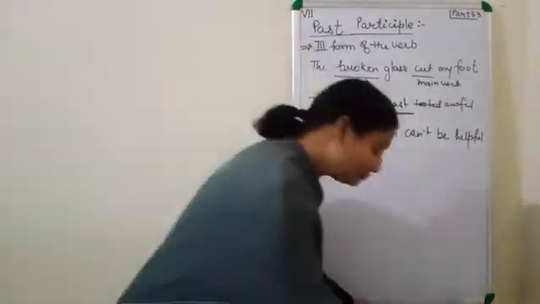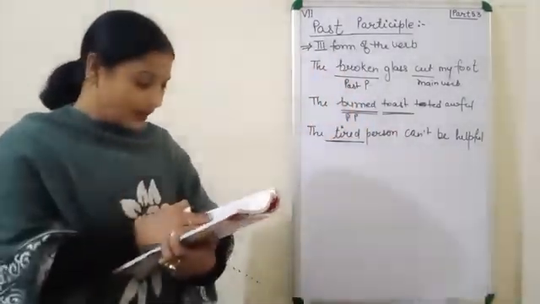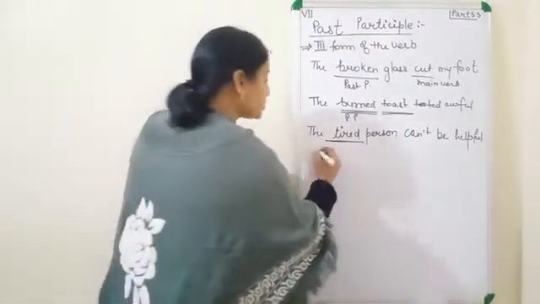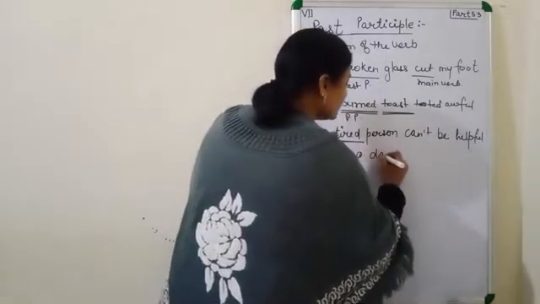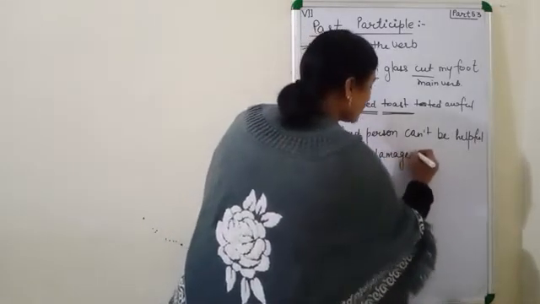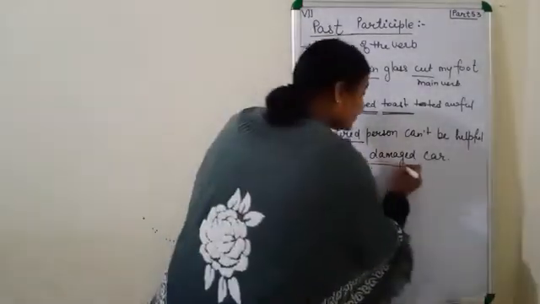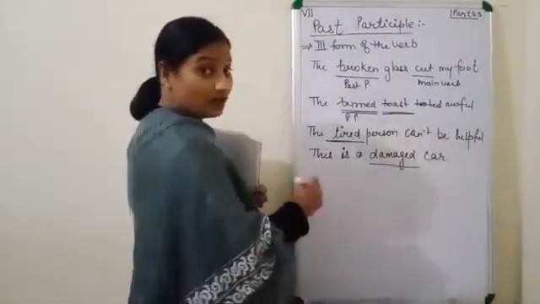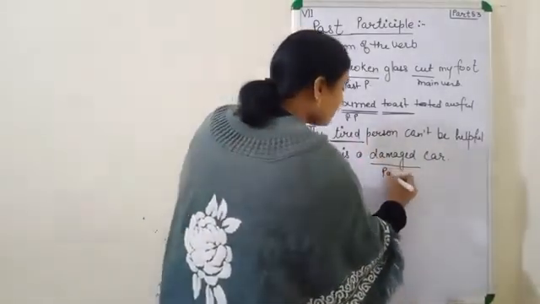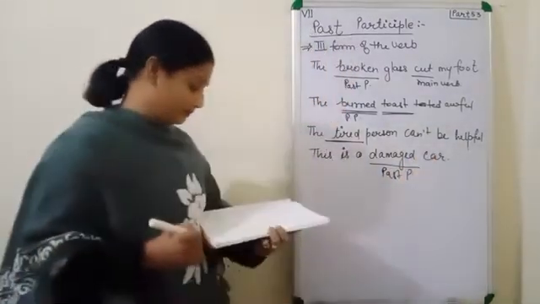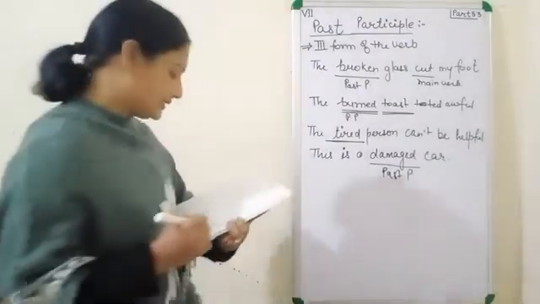Few more examples are given in your textbook, children. And the examples are, this is a damaged car. How is the car? The car is damaged. Okay, so along with the helping verb, again the verb is there, and this is your past participle.